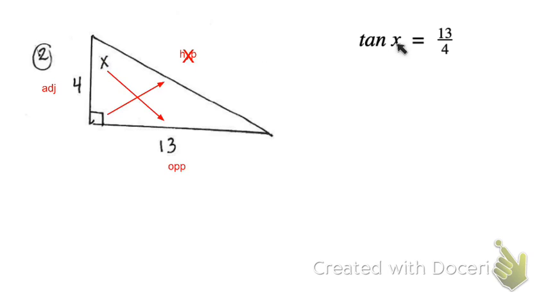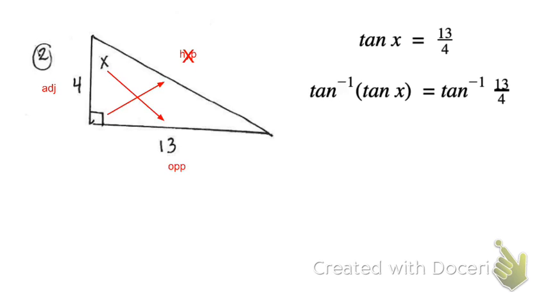Not the 13, not the 4. The x goes right here. Opposite side is 13 over adjacent side is 4. I didn't write it down here, but that's TOA. All right. Now you're going to ask yourself, okay, I have to set this x free. I have to get it out of here. How do I get rid of this tangent that it's sitting in? Well, we do an inverse tangent.